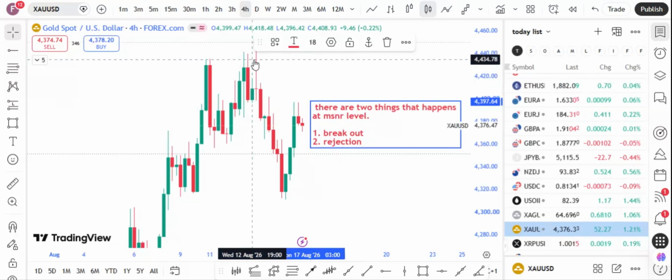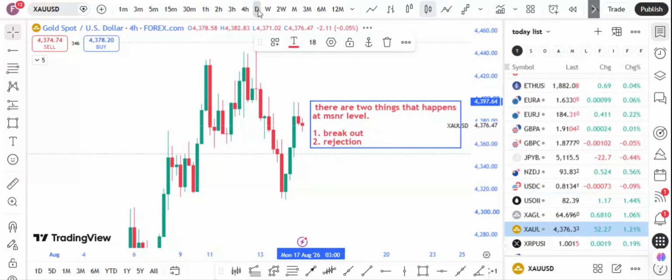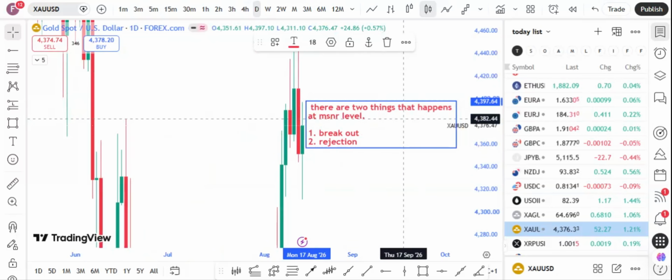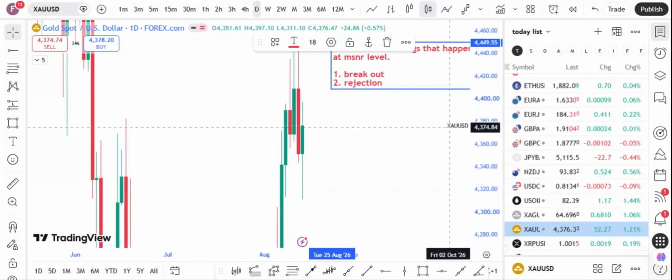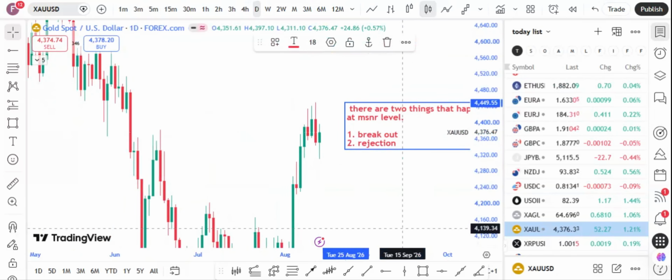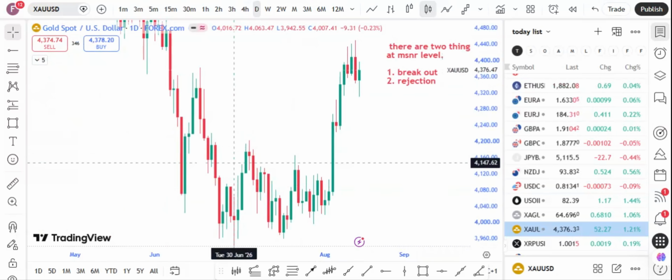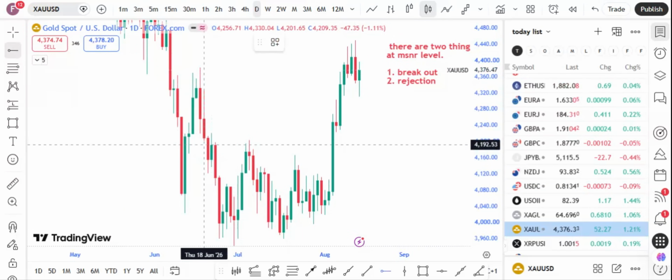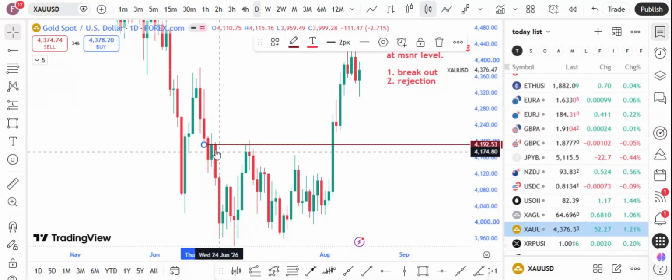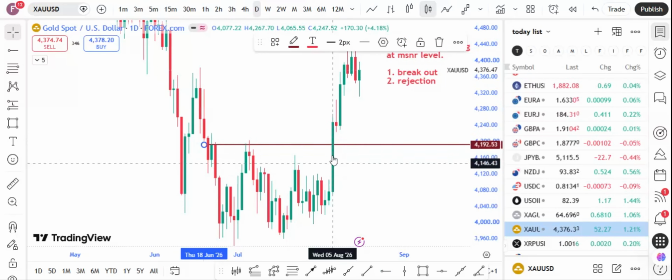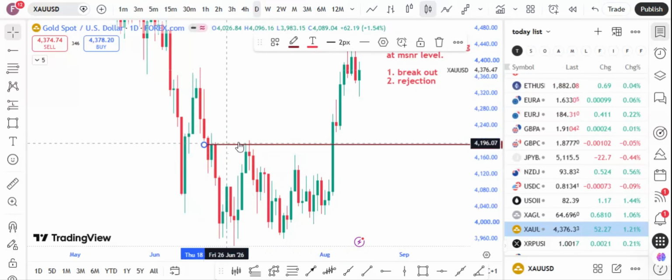I also showed you the one where price broke out. It didn't really hold there. It actually broke out. When I drew this level here, I showed you why price broke out. It didn't hold because it has tested this level several times. So the next time it approached, it broke out.